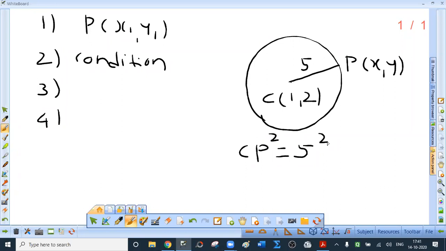Now how to convert this geometrical condition into an algebraic relation between x and y? For that we use distance formula. So by distance formula, CP square is what? (x minus 1) square plus (y minus 2) square equal to 5 square, that is 25. Now we have to simplify this to get x square plus y square minus 2x minus 4y minus 20 equal to 0. So that is called as equation of locus. I think we have already discussed this in that mathematical methods for physicist lectures. So this is just repetition.